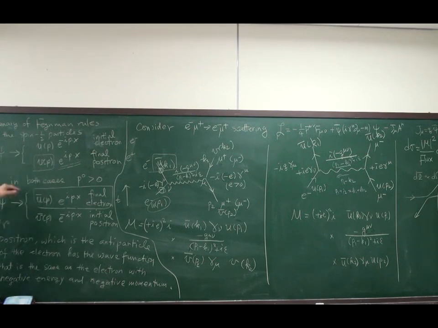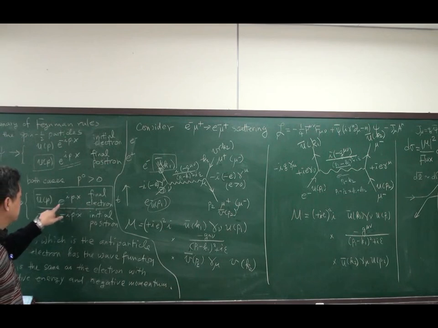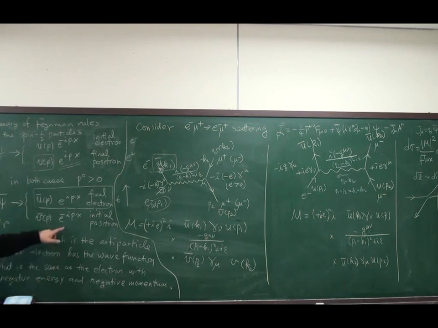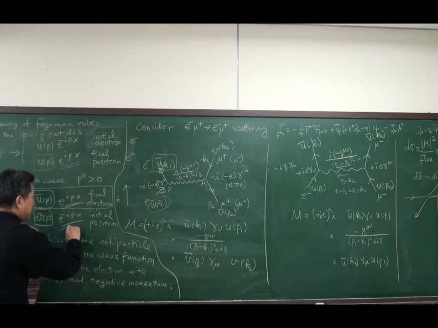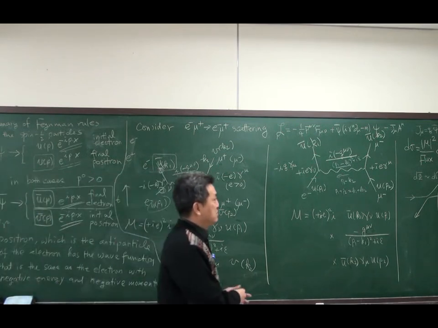Psi bar, just flip everything. Okay, U becomes U bar, V becomes V bar, and the final state electron particle has exponential plus ipx, and the initial state antiparticle, e to the minus i p dot x. In Feynman rules, we use only this kind of momentum space wave function. This oscillating part has already been contained in the phase space.